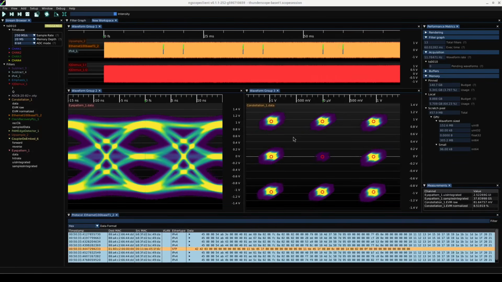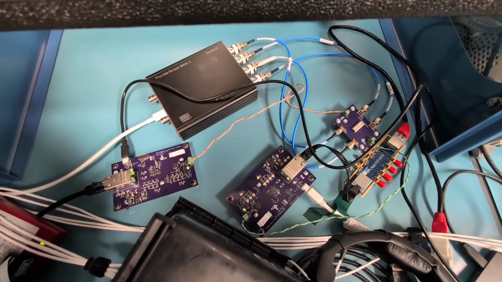Hello and welcome back to the lab. Today what I have for you is a quick demo showing off real-time decoding of 100baseT1 automotive Ethernet using a ThunderScope and ngscopeclient. So here's a quick overview of the setup.